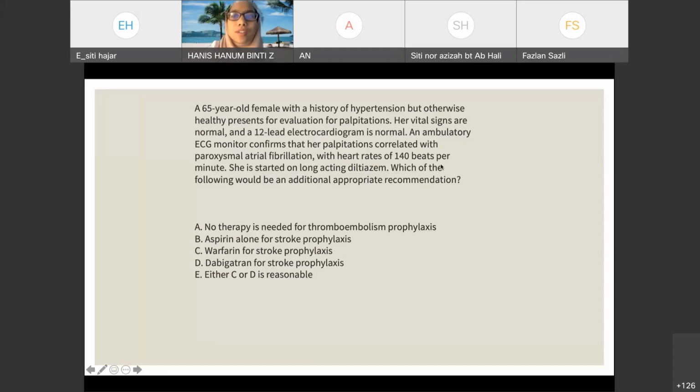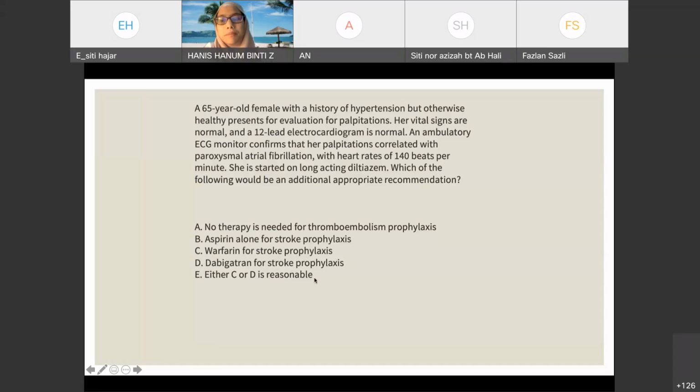Yes. Age 65 gets 1 score, female gets another score, and hypertension. That's right. Very good, Syafiq. So 3. When your CHA2DS2-VASc score is 3, that means you're at high risk of stroke and therefore you need to give oral anticoagulation therapy, sama ada warfarin ataupun dabigatran lah.